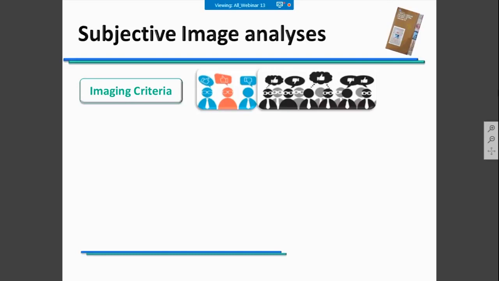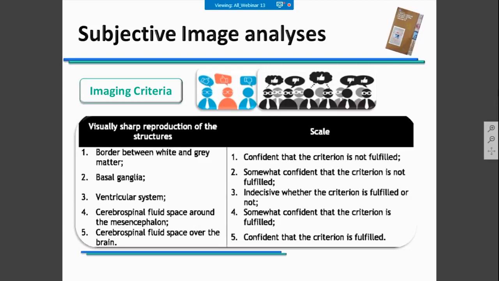And it's important to use the correct imaging criteria. For example, on European guidelines, you have tables that indicate imaging criteria for each CT examination. For example, here you have the quality imaging criteria for head CT examination, these 5 points presented on the left, and then you have a scale that indicates if this criteria was fulfilled or not fulfilled.